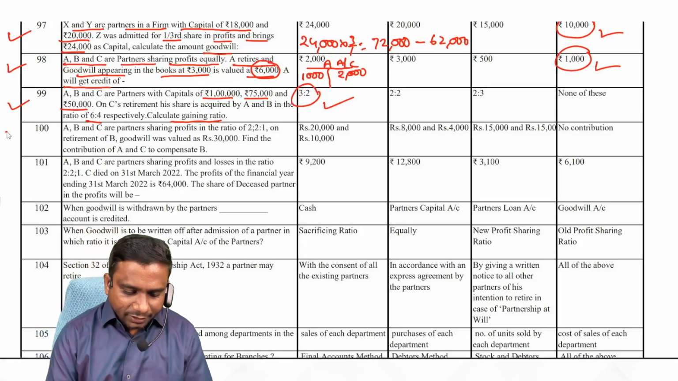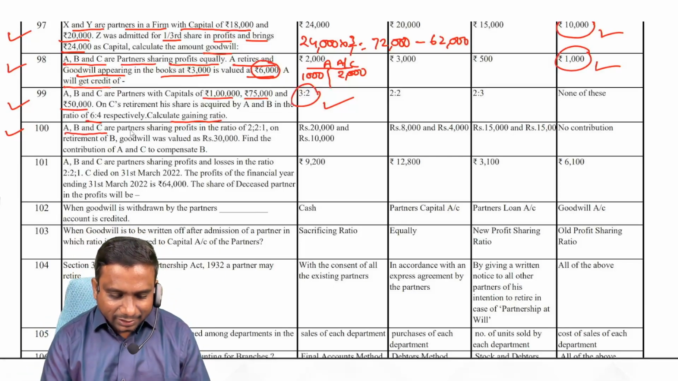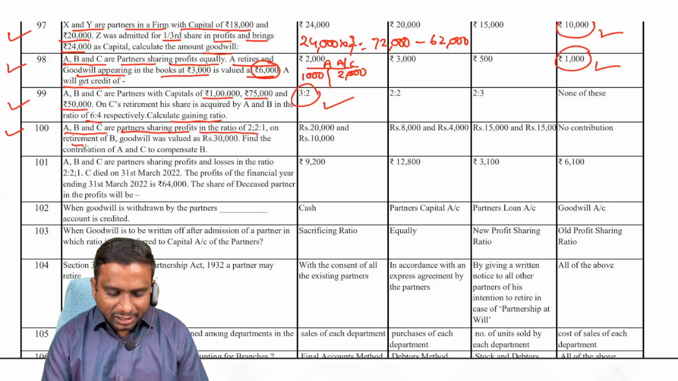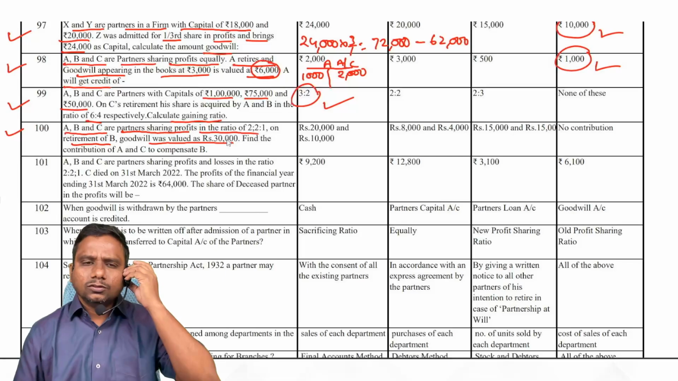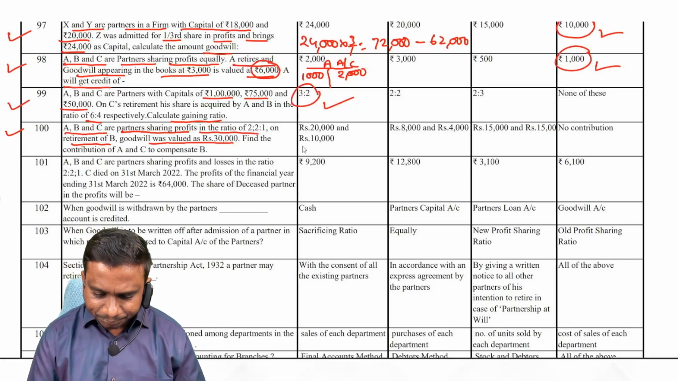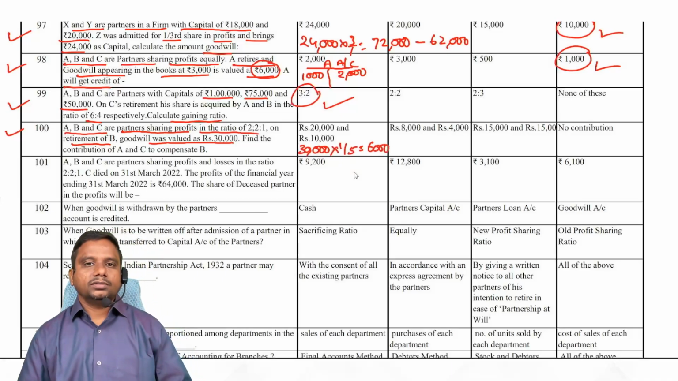Next, 100. Century, students. A, B and C are partners sharing profits in the ratio 2 to 1. On retirement of B, goodwill was valued at 30,000. He is retiring. What is his share of goodwill? First calculate. 30,000 into 1 by 5. That is equal to 6,000.